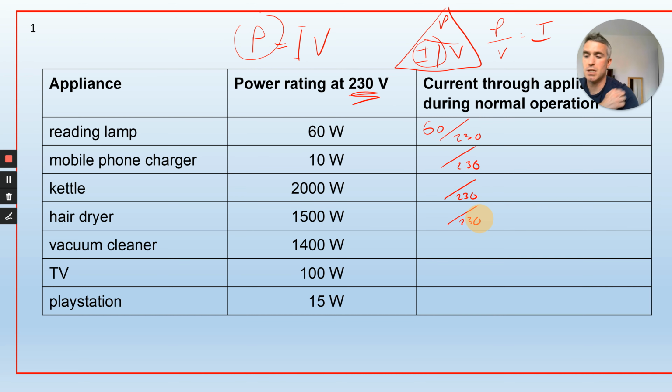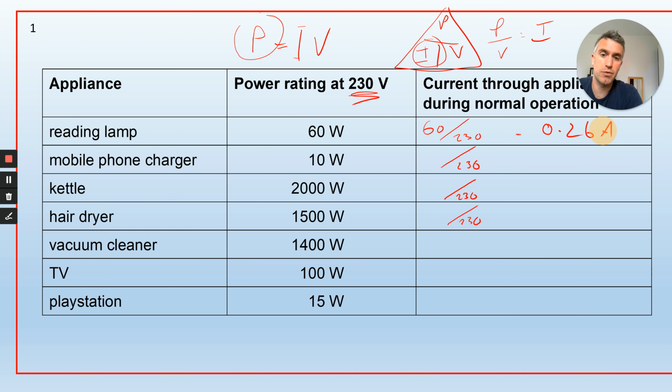So 60 divided by 230, put that through the calculator, is 0.26 amps. For a low power device, you only need a small current. For a big device, you'll need a larger current. So that makes sense. So all you have to do is write down the sum for question 1, or write down the sum 60 divided by 230 equals 0.26.